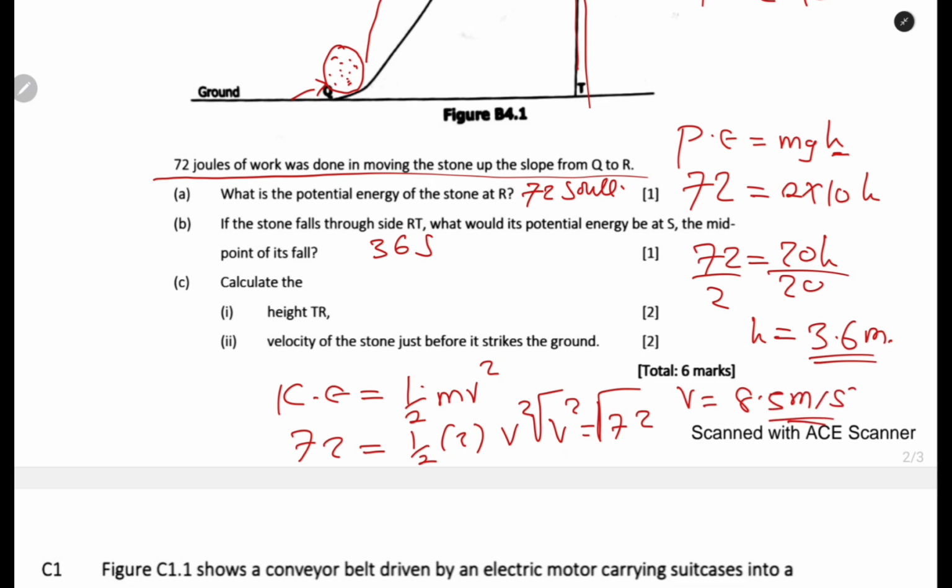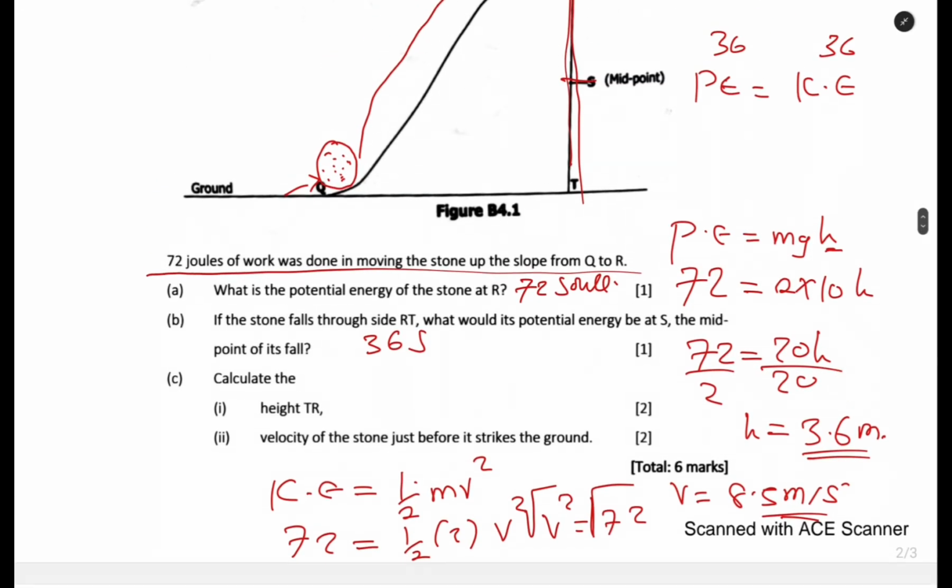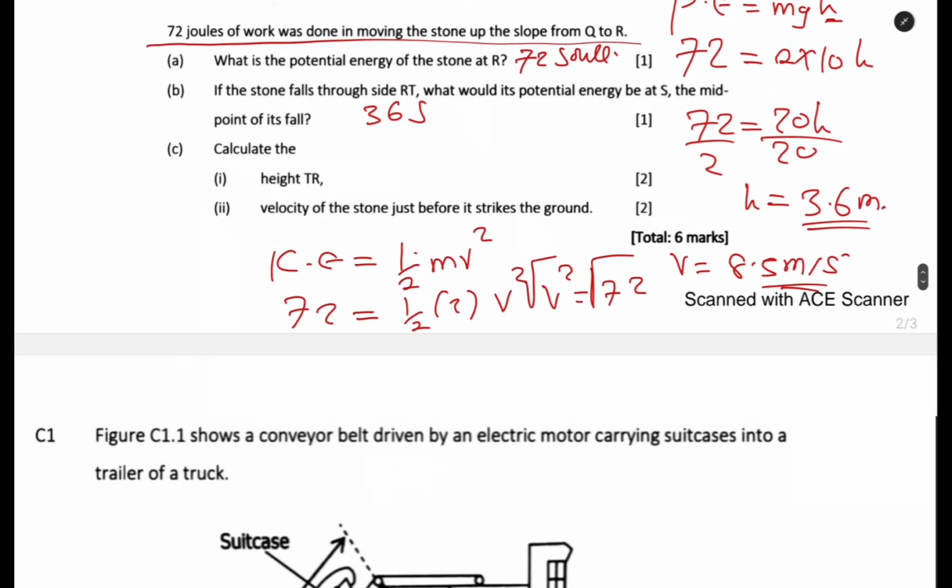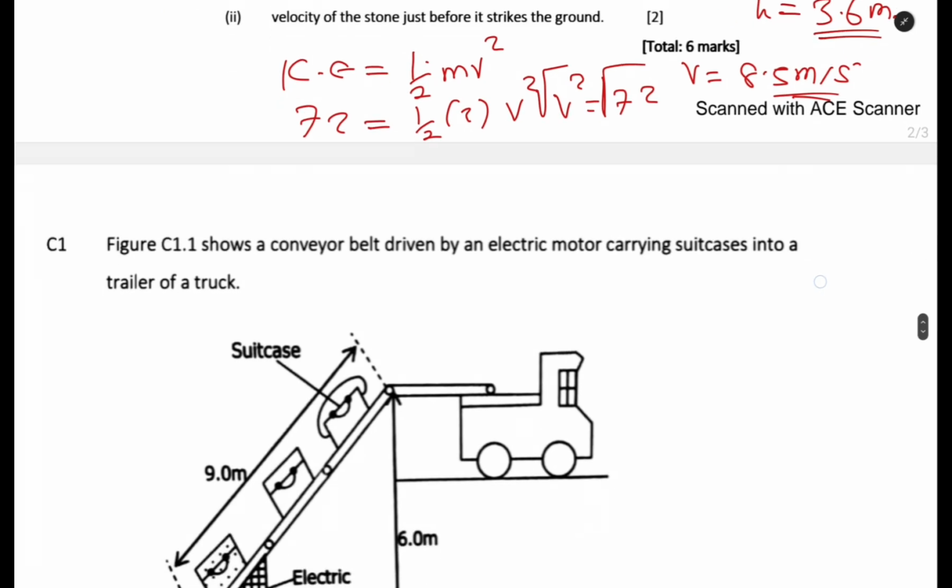Okay, and sometimes the question might come, find the maximum velocity. That is how we simply find the maximum velocity, because the stone has maximum velocity right here before it strikes the ground. Like I said, as it starts falling, its velocity starts increasing, and the maximum velocity is at the bottom there. So when you're asked for the maximum velocity, it's just the same as the velocity before it strikes the ground. Let us have a look at this question.